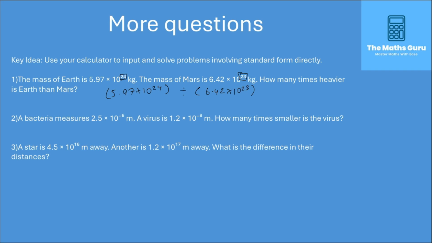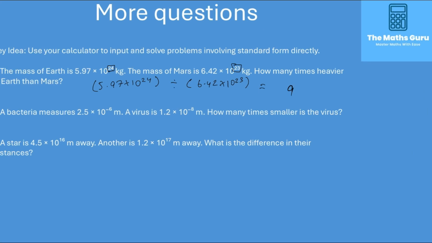n. N is higher in Earth's case than it is in Mars's case, so we know that the mass of Earth is higher. So inputting this into our calculator, we get 5.97 times 10 to the 24 divided by 6.42 times 10 to the 23, and you should get 9.299 times heavier.